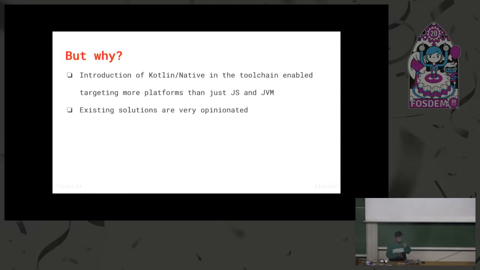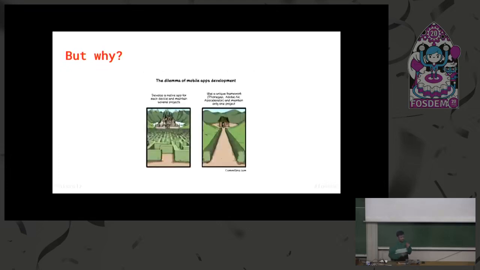It's something like this: we have a dilemma in mobile app development right now, where if you want to develop a native app for each device and maintain several projects, this is what it looks like on the right. And then you use a unique framework like, say, PhoneGap, and App Accelerator in the past, or you could use Flutter or even React Native. You end up building something that is limited in functionality.